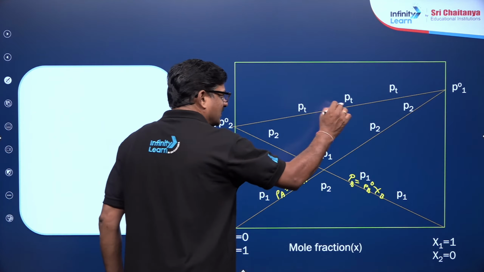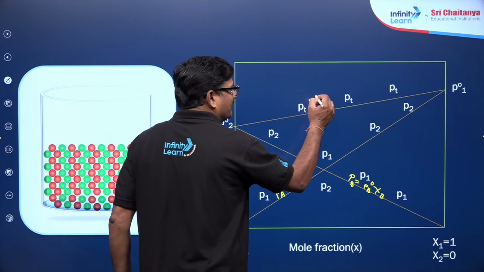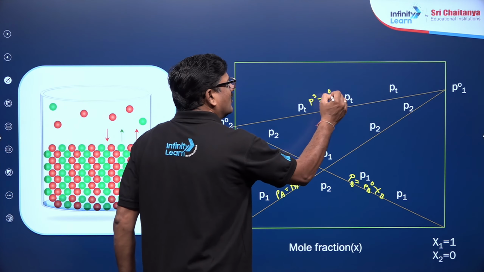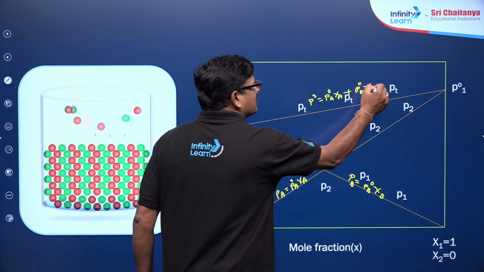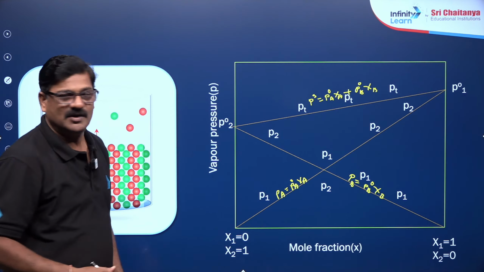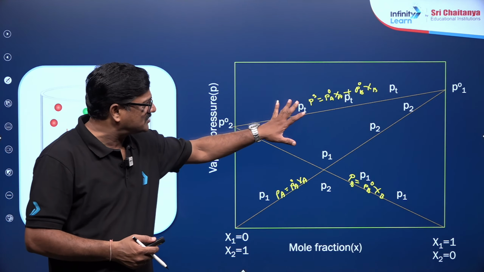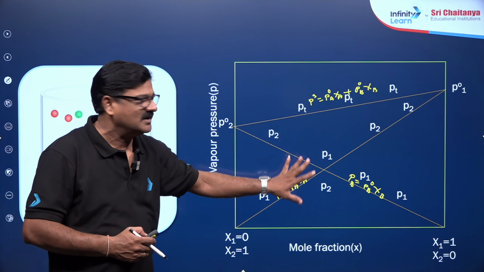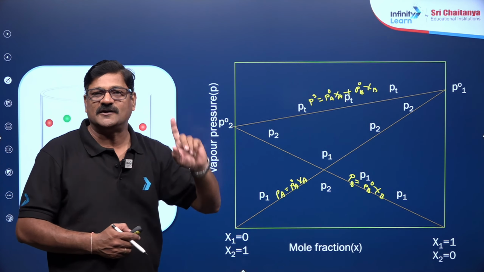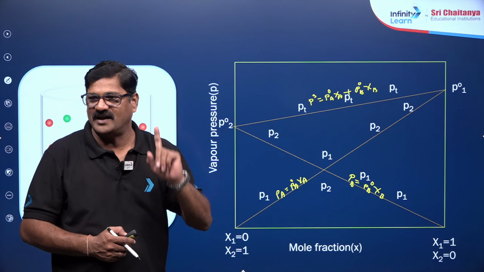Now what this line indicates is called P total is equal to P naught A mole fraction of A plus P naught B mole fraction of B. So any solution which obeys this graph is said to be obeying Raoult's law. So it is said to be an ideal solution.